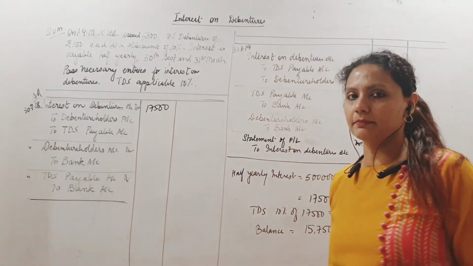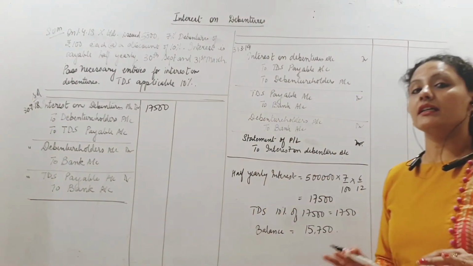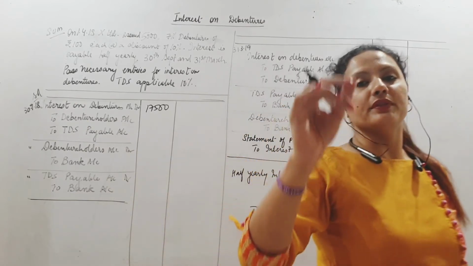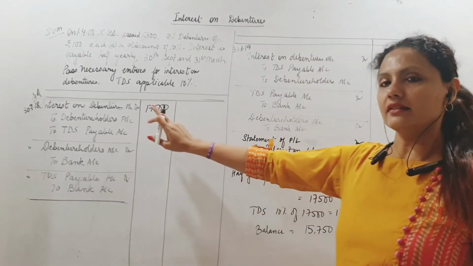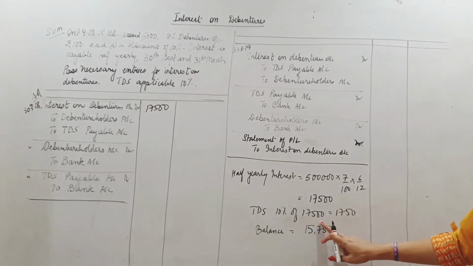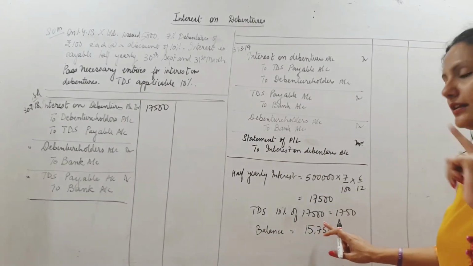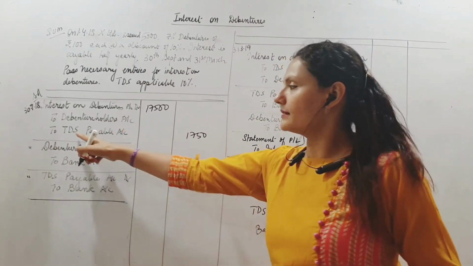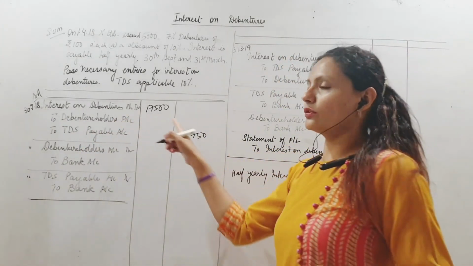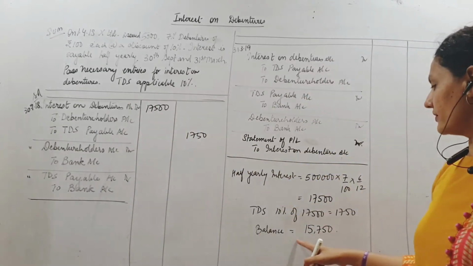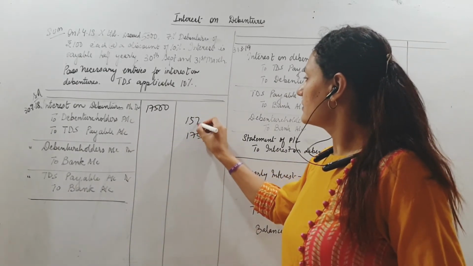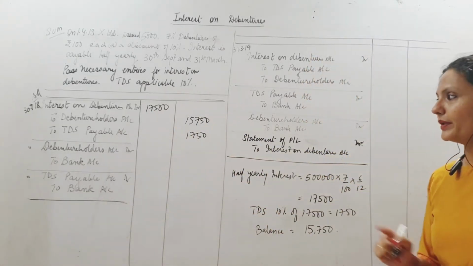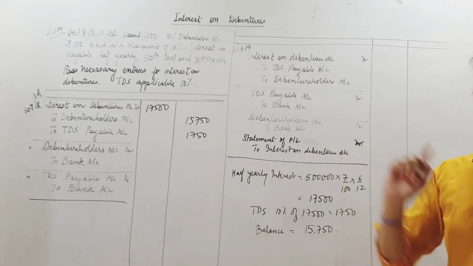That is the cost to the company. This 17,500 entirely will not go to debenture holders. ये पूरा इनकम नहीं है उनका. 10% TDS काटेंगे. किसका 10%? 17,500 interest payable, on that 10%. So 1,750 is TDS payable. Therefore, how much will go to debenture holders? Remaining 90%, which is 15,750. Interest minus tax payable is going to be given to the debenture holders.